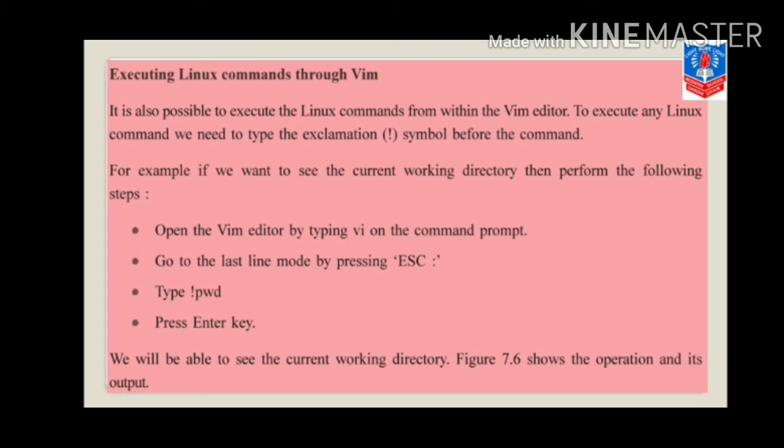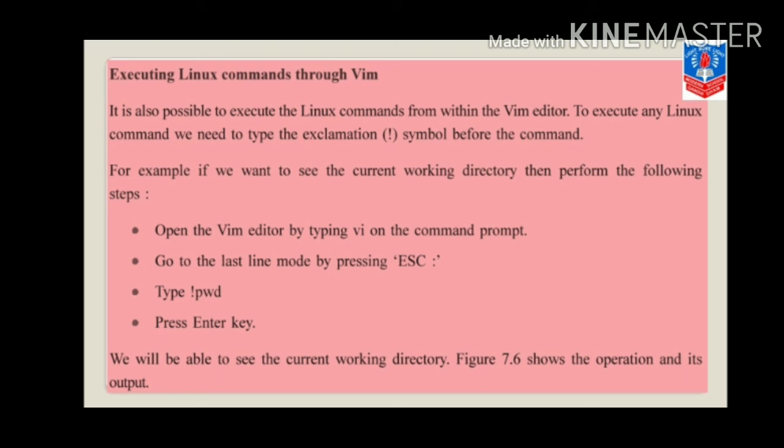First of all, open the Vim editor by typing vi on the command prompt. Command prompt हमें कहाँ मिलेगा बच्चों? Terminal. Okay, in Ubuntu we go to terminal. In terminal we simply give vi. Got it? Now go to the last line mode by pressing ESC, escape key, and colon. देकर हम last line mode में जाएंगे. There we will type exclamatory pwd.